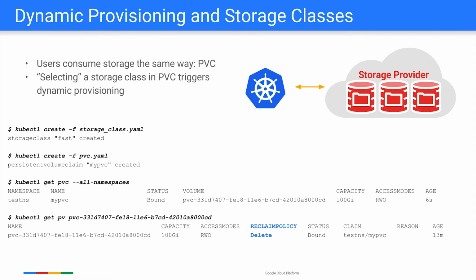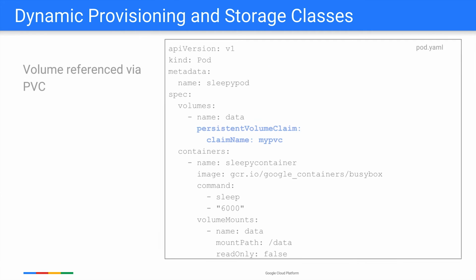It's important to note that dynamically provisioned volumes are created with a delete retention policy. That means once the PVC is deleted, the dynamically provisioned volume will automatically be deleted. If you don't want that to happen, you should update the persistent volume object after it is automatically created and change the retention policy to retain instead of delete. Once the new volume is created and bound to the PVC, users can reference the PVC in their pod definitions exactly the same way.